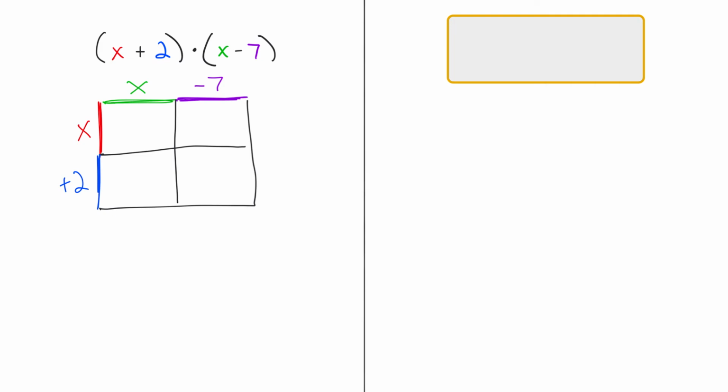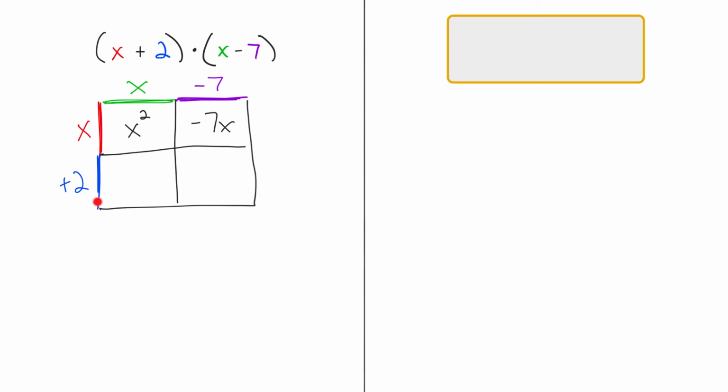All right, so I'm going to find the area of the 4 boxes. This box right here is going to be x tall, x wide. So I just multiply the length and the width. X times x is x squared. If I want to find the area of this box, it's x units tall, -7 units wide. X times -7 is -7x.